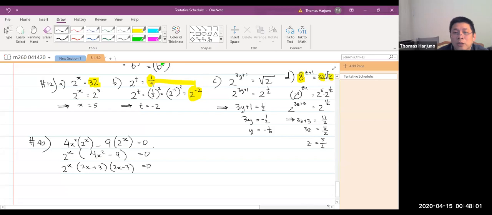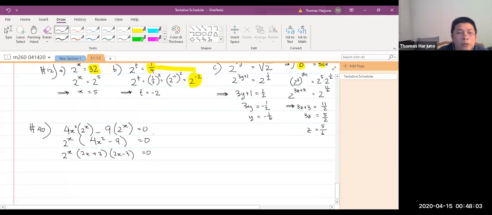Now you see that either 2 to the x equals 0, or 2x plus 3 equals 0, or 2x minus 3 equals 0. Are you with me? Now the key is here. This one here will not apply.